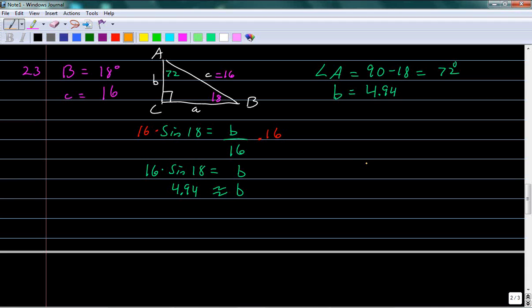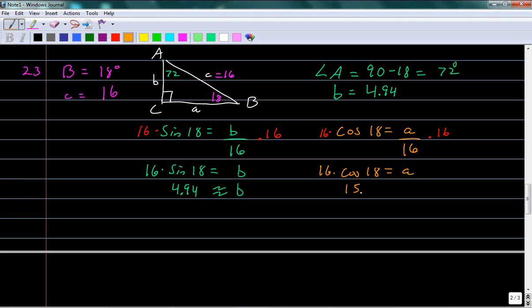To solve for little a, let's once again use sides in relationship to angle B, or 18 degrees. So that's adjacent, and we have the hypotenuse. So adjacent to hypotenuse is cosine. So cosine of 18 is equal to adjacent over hypotenuse. Once again, multiply both sides by 16. 16 times the cosine of 18 equals A. Once again, we're going to round to the nearest hundredth.